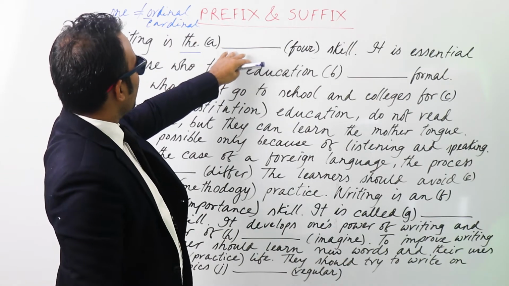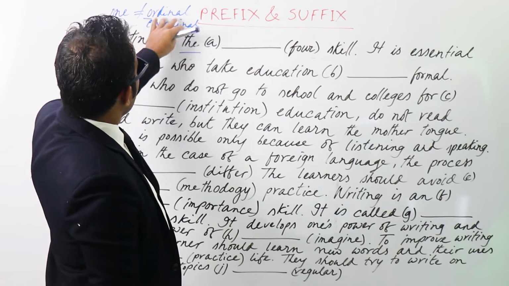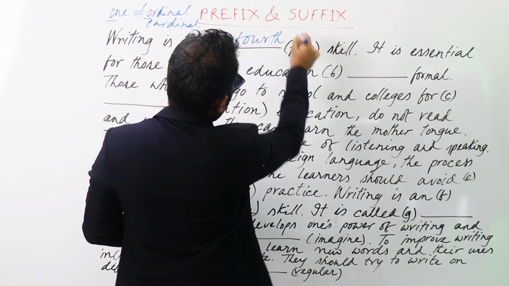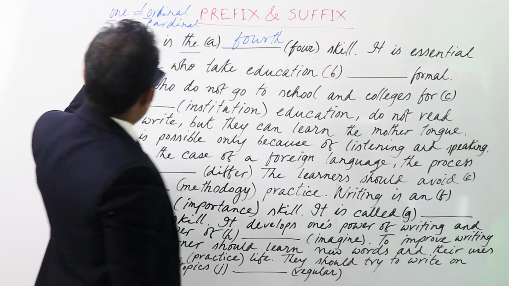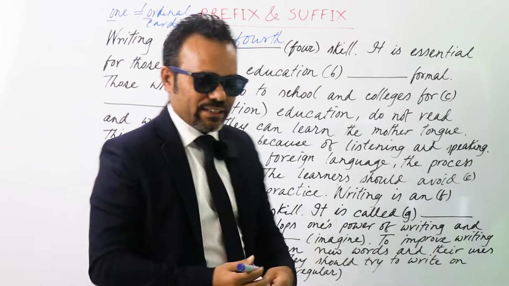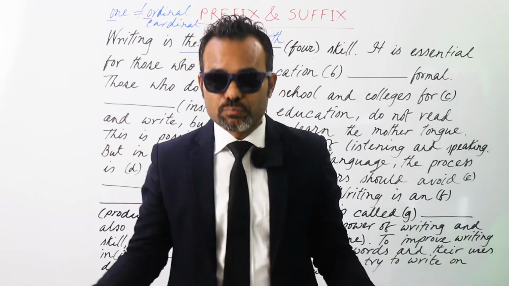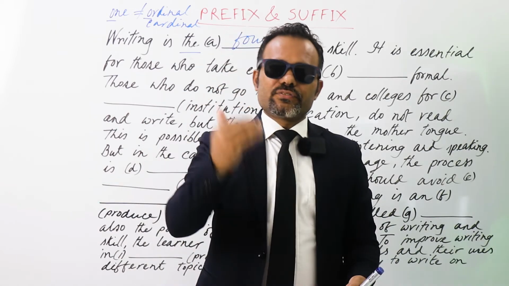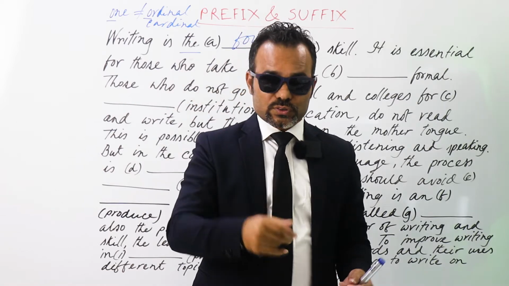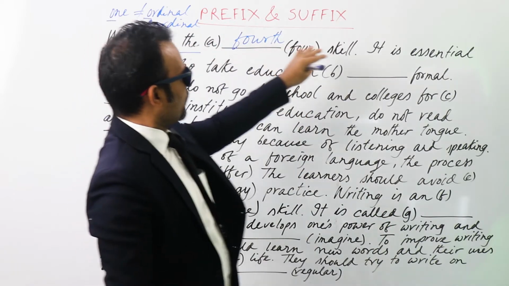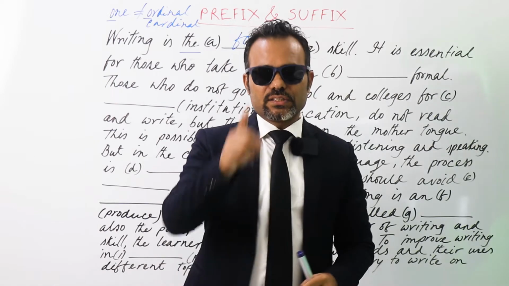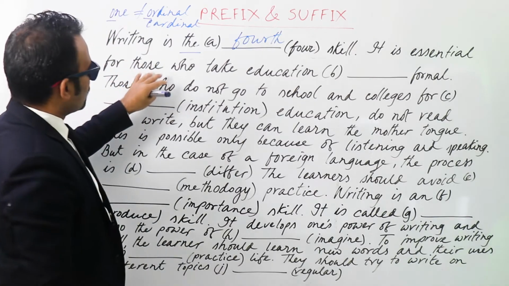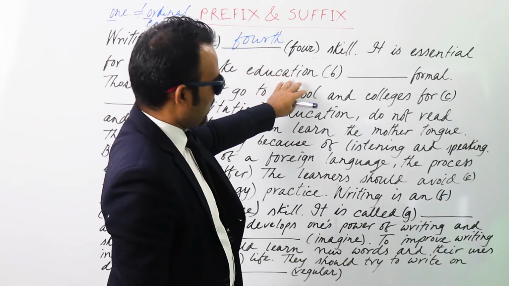So here we need what? We need an ordinal number. So here it will be 4th skill. So writing is the 4th skill. We say the first boy, second, the third. This way we say. Before that we use the. Here we have the, so it will be 4th skill. I think you understood.